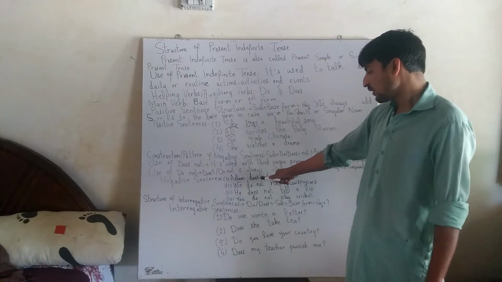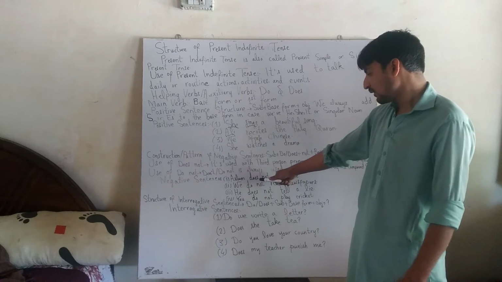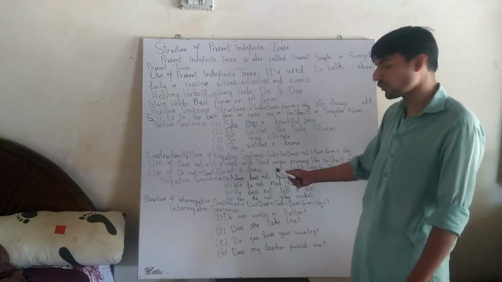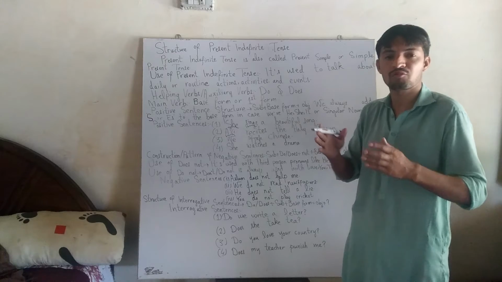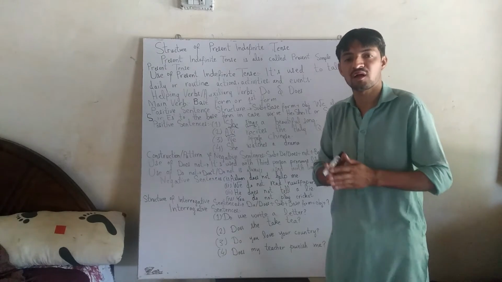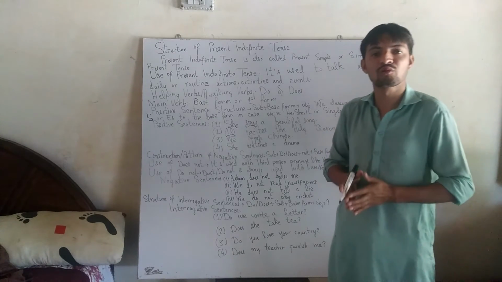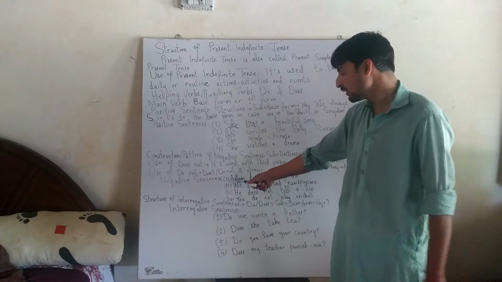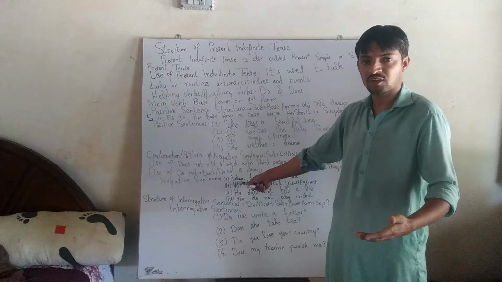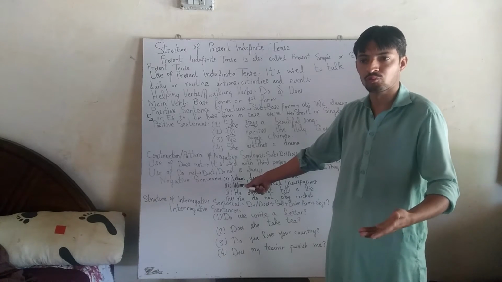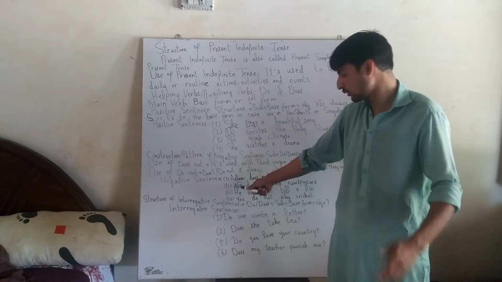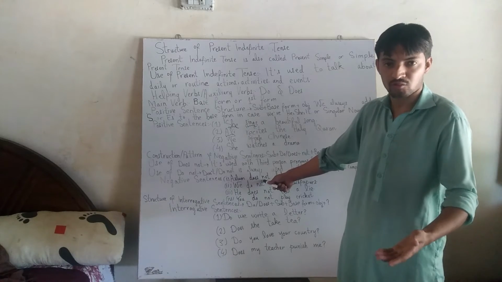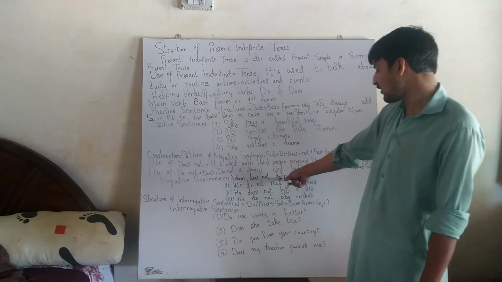So the first negative sentence is Aslam does not help me. So here we use does not because we have a singular noun. We use does not with he, she, it, or singular nouns, or we can use does not with third person pronouns. So here we have Aslam, which is actually a singular noun. So we always use does not with a singular noun. Aslam does not help me.